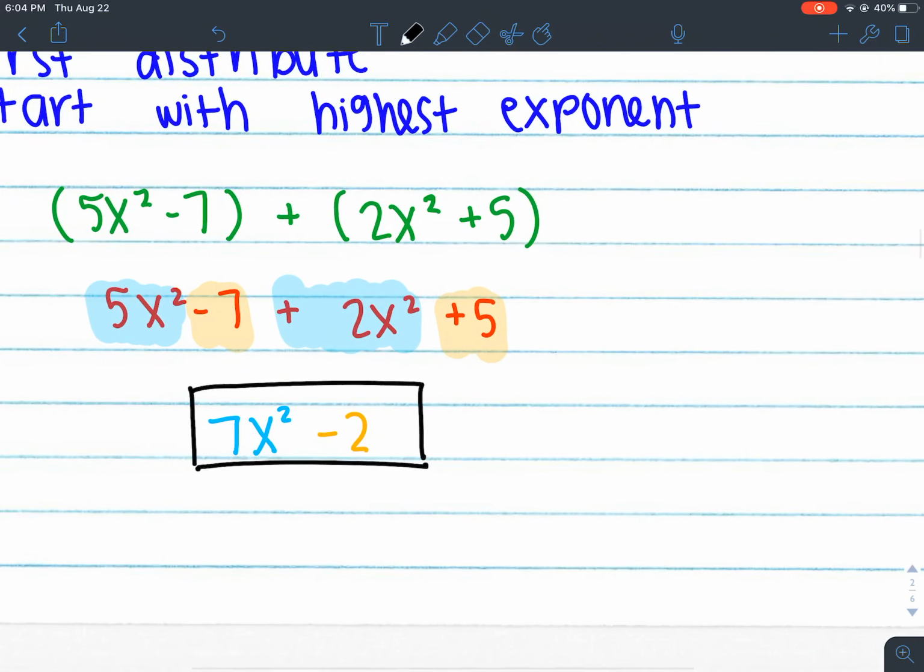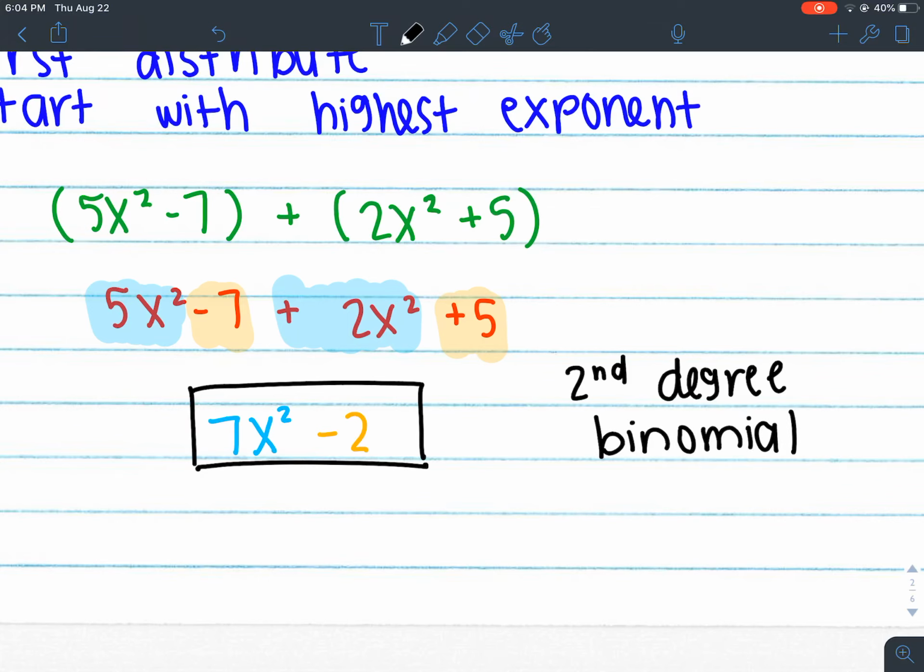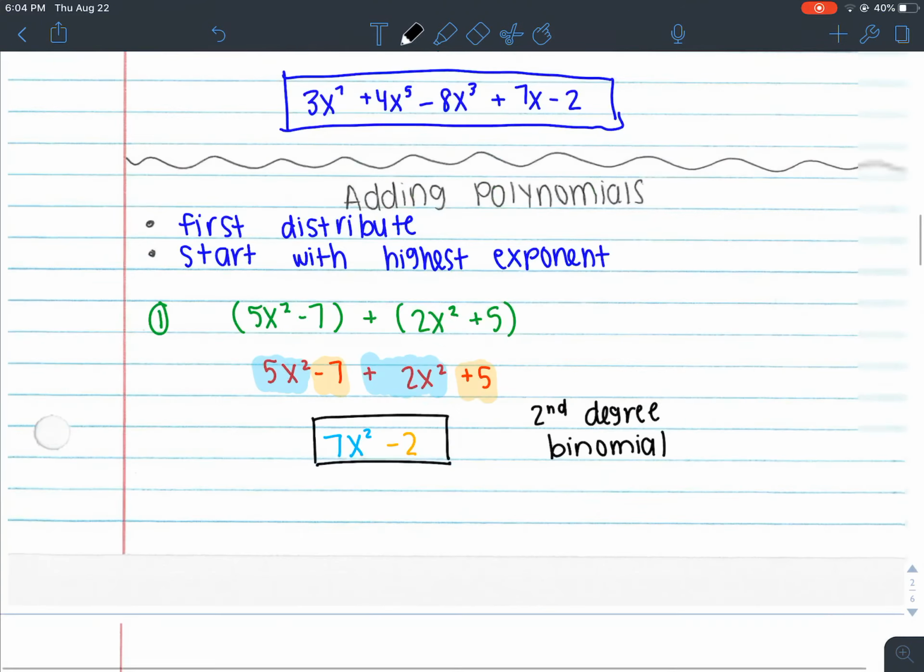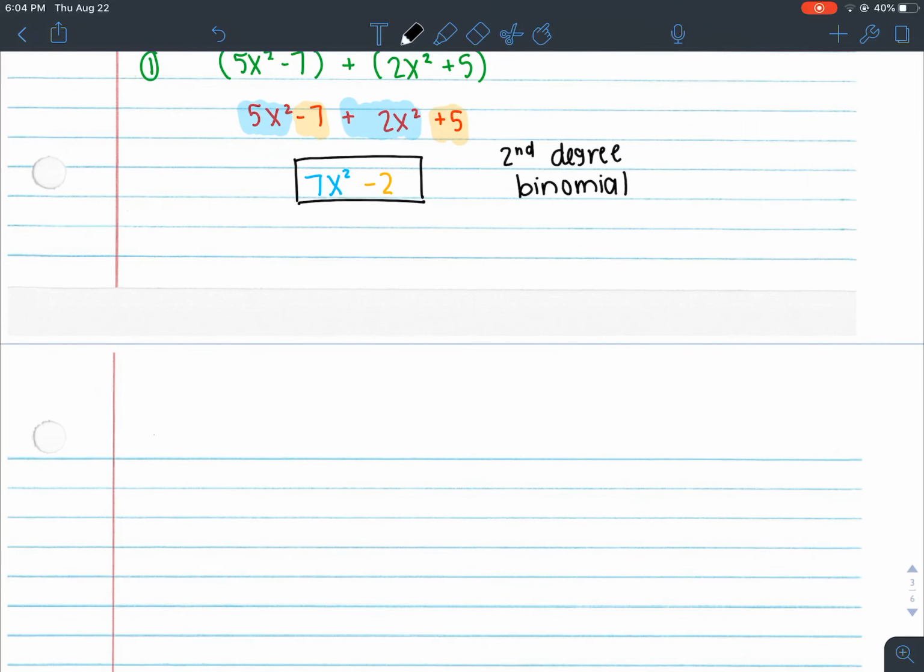And what would this be? This would be what type of polynomial? This would be a second degree binomial because the highest exponent is a 2 and there's only 2 terms, which makes it a binomial.